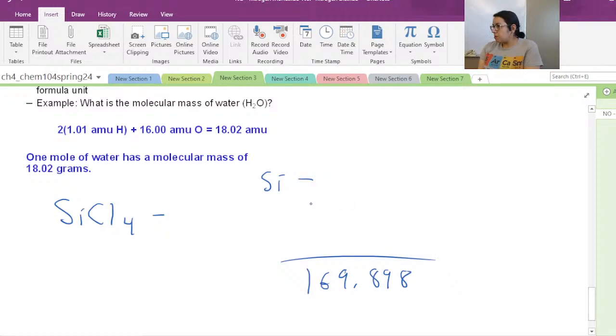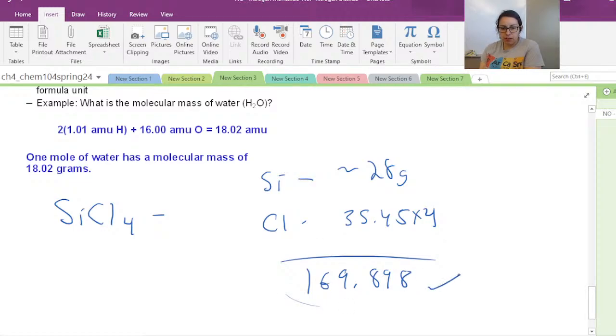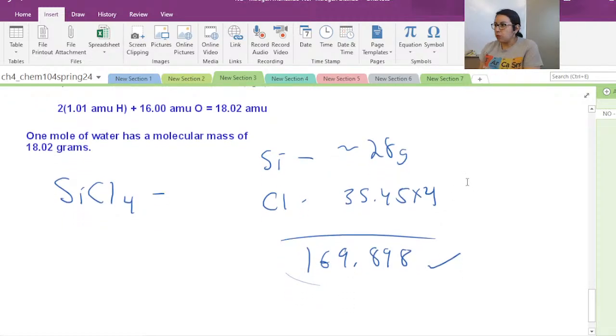So is that what other people got? I got 170.1. Oh, really different? Yeah, 170, right? That's really close, so that's fine with rounding. So roughly 28 grams per mole for silicon, and then chlorine is 35.45 times 4, and that should give you that number.